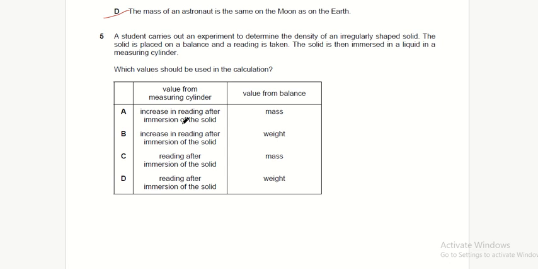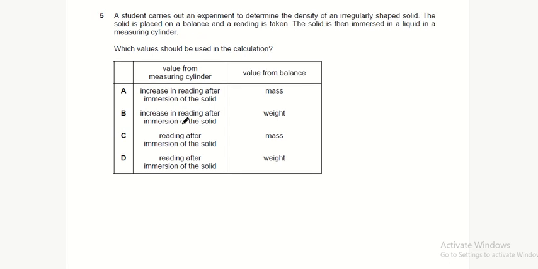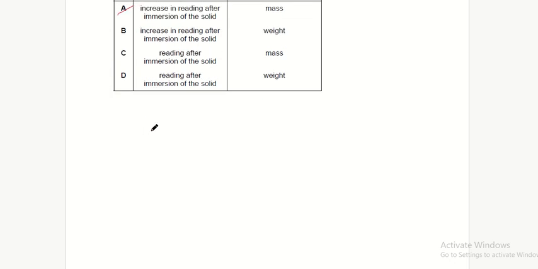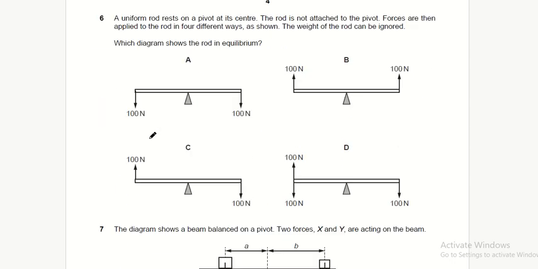Density of a regularly shaped solid. Measuring cylinder, we take the increase in reading, not the reading after, because we subtract reading before from reading after. So we need the increase in reading, and from a balance it is the mass, not the weight certainly.